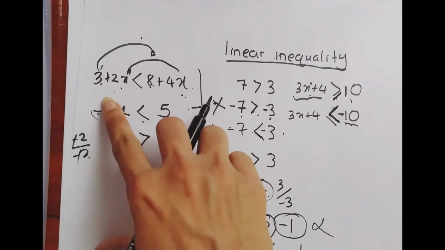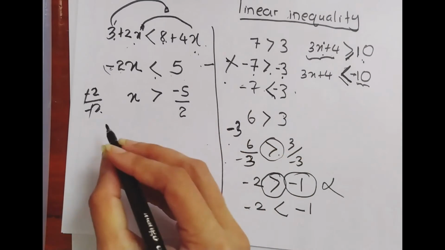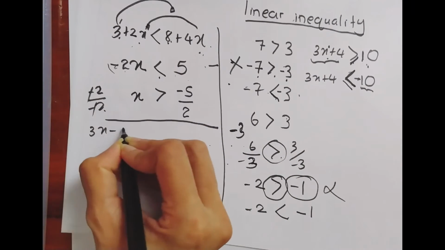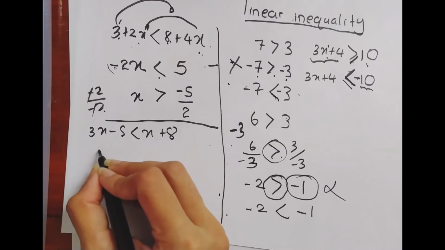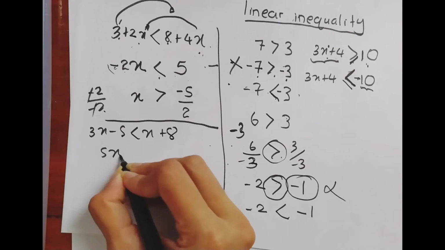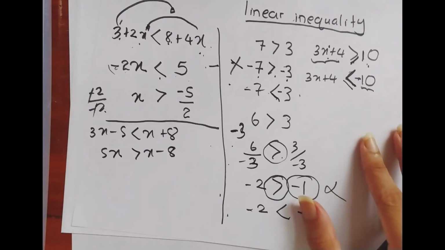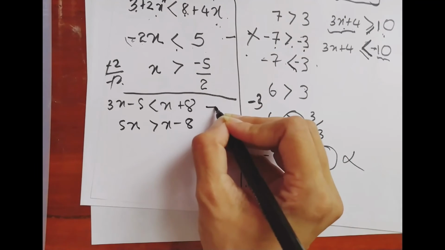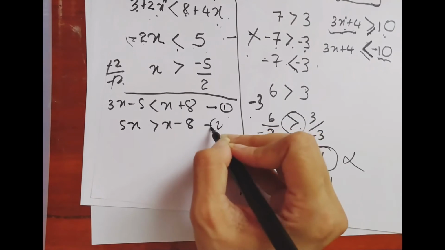So this is like if it is only 1. So it's not like that you will always get that. Sometimes you will get something like this: 3x minus 5 greater than x plus 8, and 5x is greater than x minus 8. So how to solve this? First consider this. This is the first one, this is equation 2.